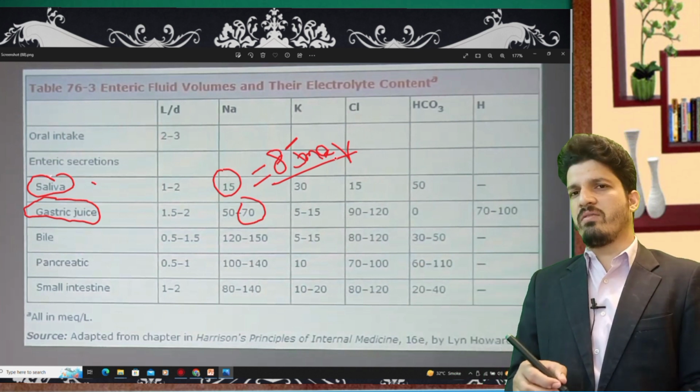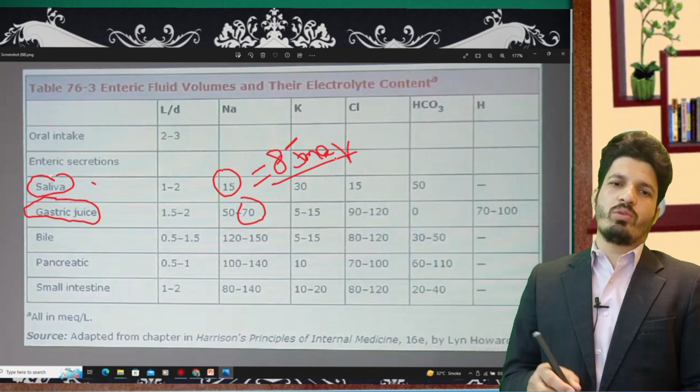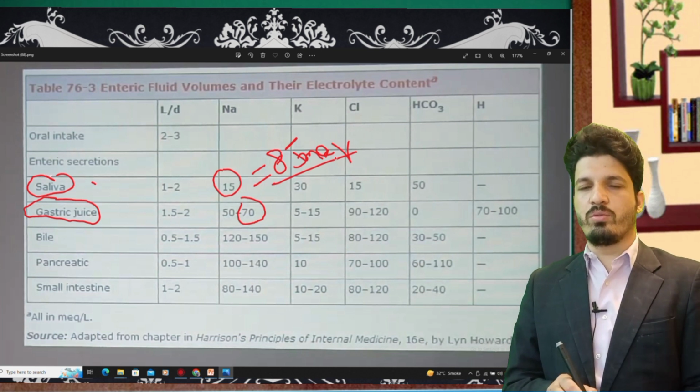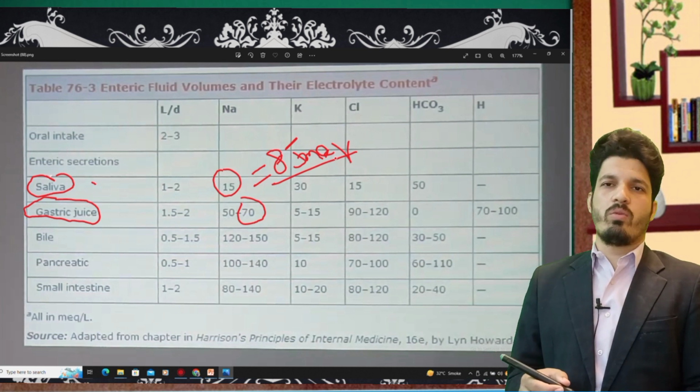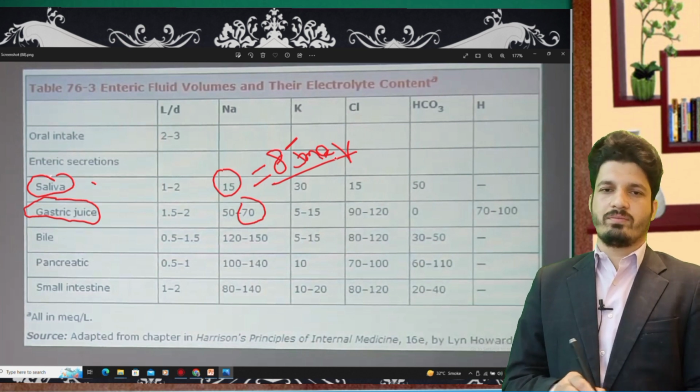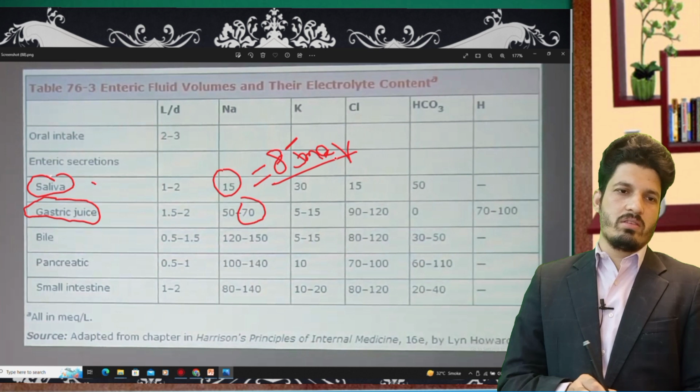In the same way, you can calculate the other values also. So this was a very simplified way to give the concept of how we can calculate these deficits with the help of the secretion method. So you can memorize this table.